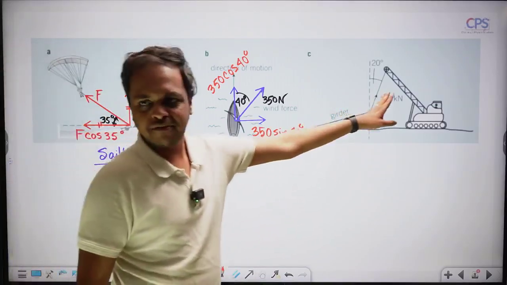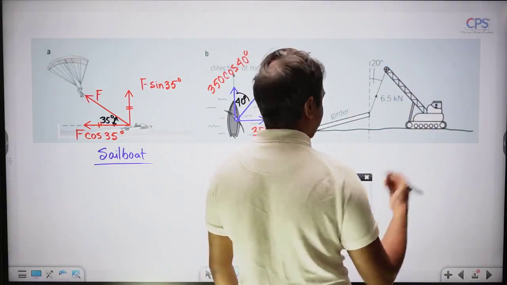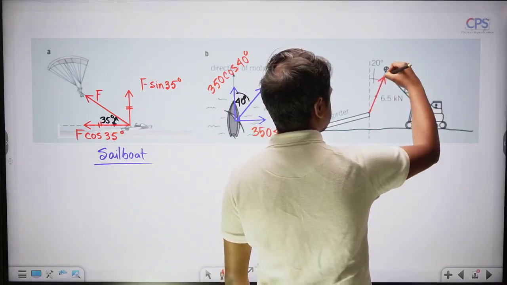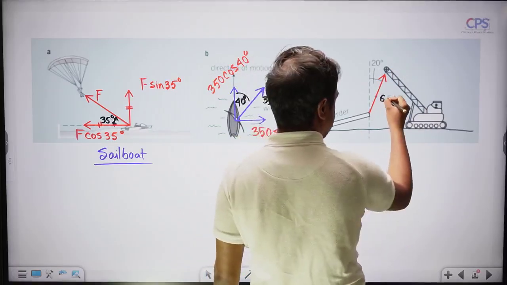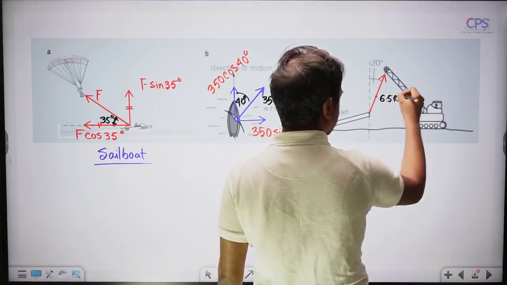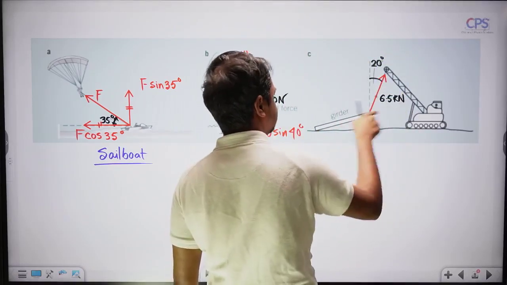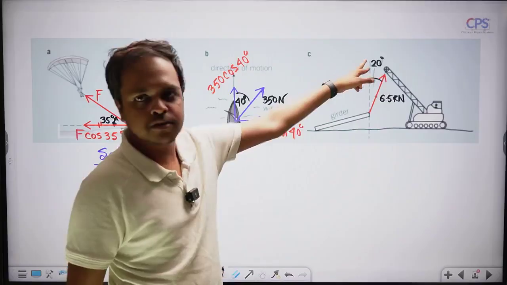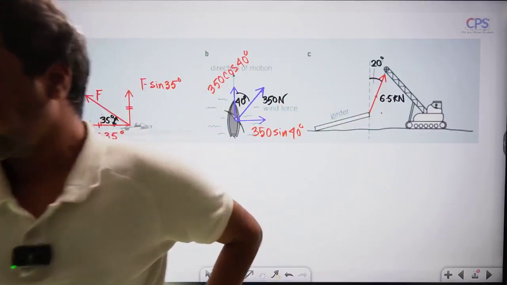Now you can do it yourself, okay? A crane is pulling a glider here. So this is 6.5 kilonewton, and this is 20 degree. So you have to get this and this. So this will be adjacent, cosine, and this will be the opposite.